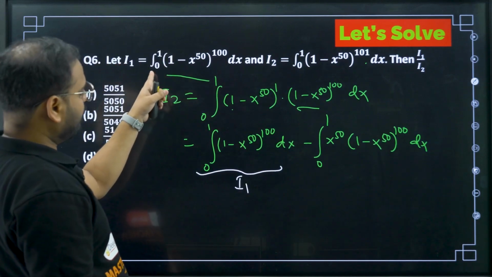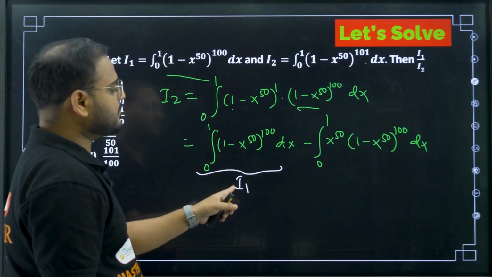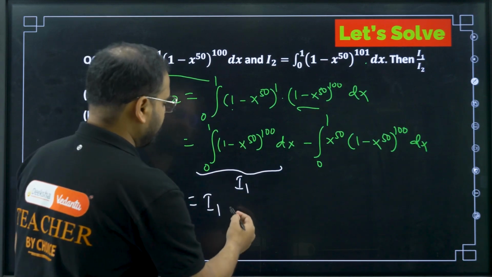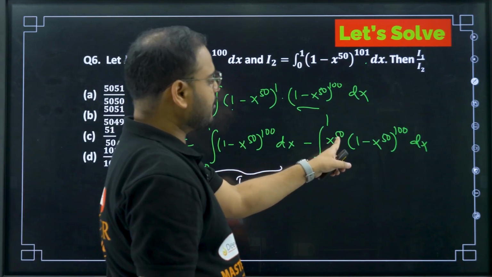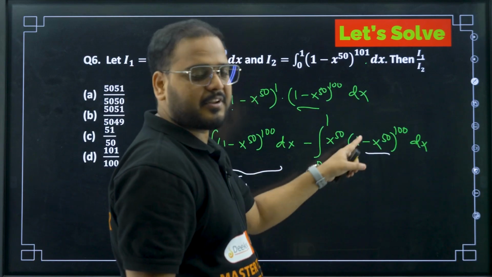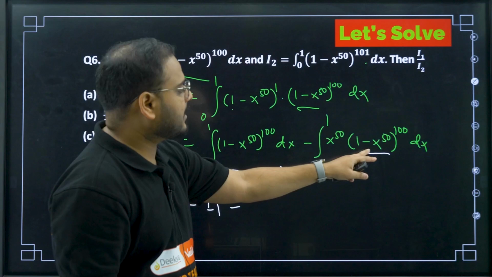Have a look. Integral from 0 to 1 of (1 minus x power 50) power 100. This is my I1. So I can write this as I1, and I'll break this x power 50 into x times x power 49. You'll see why, because I have x power 50 in the bracket. If I take this as a function t, what's the differentiation of this?